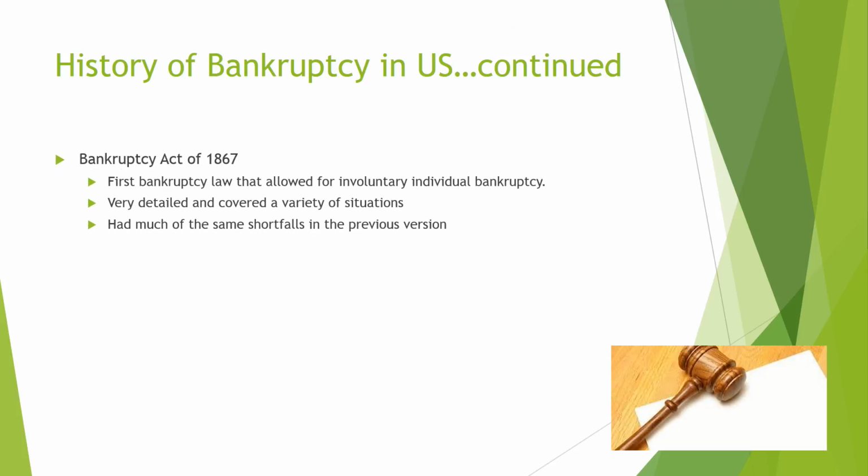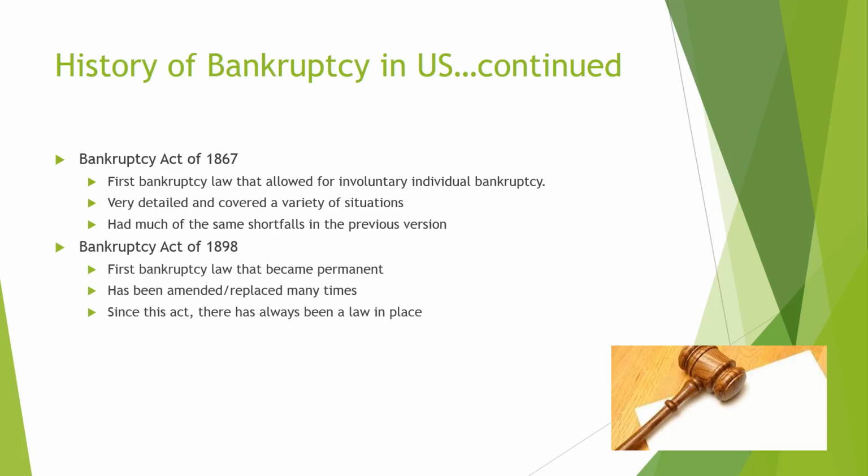Then we finally came to the Bankruptcy Act of 1867. This was the first bankruptcy law that allowed for involuntary individual bankruptcies. It was very detailed and covered a variety of situations. So as the acts grew, they started adding many different situations and basically became more detailed as time went on. This act, though, had much of the same shortfalls as the previous versions. Either they were too pro-creditor or too pro-debtor.